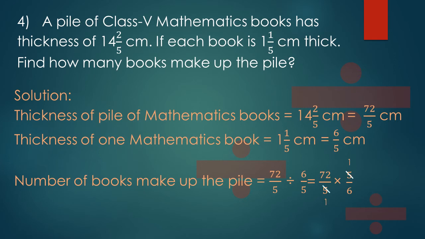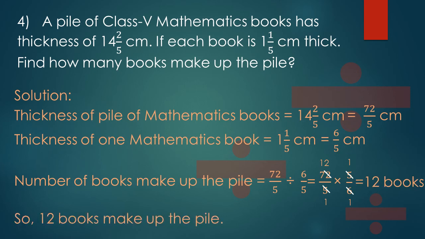Again 72 and 6 both are divisible by the same number 6. So cancel them out by 6. 6 12s are 72 and 6 1s are 6. Now it cannot be further simplified. So do the multiplication. 12 1s are 12 and 1 1s are 1. So the fraction is 12/1 and 12/1 means 12. So the last statement is 12 books make up the pile.